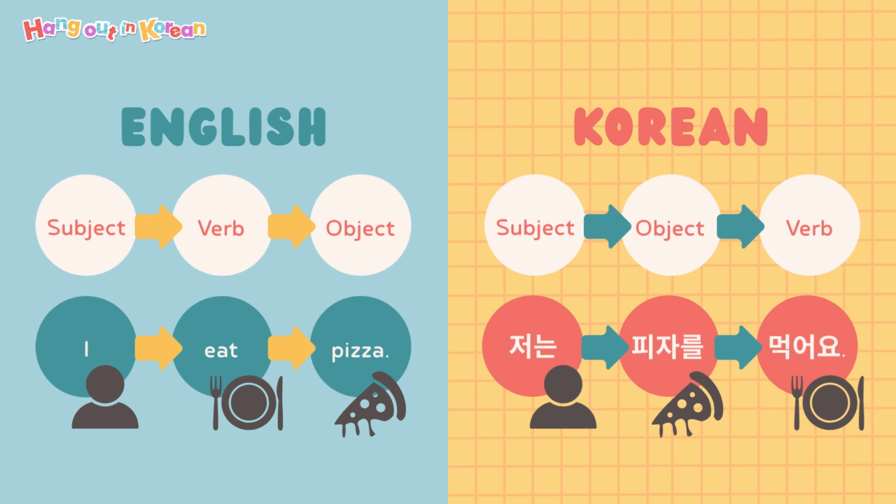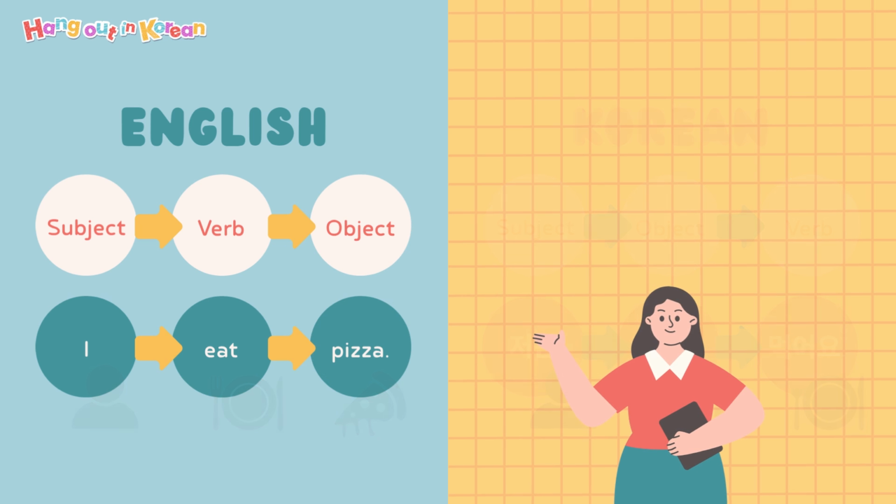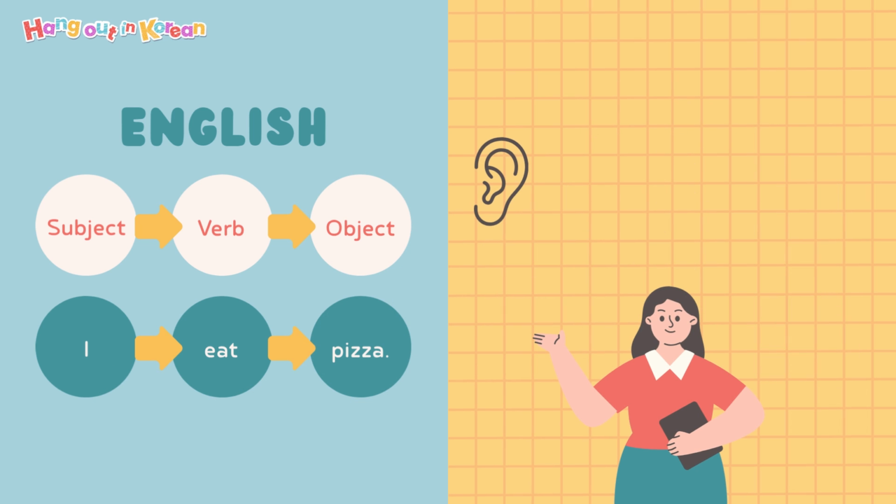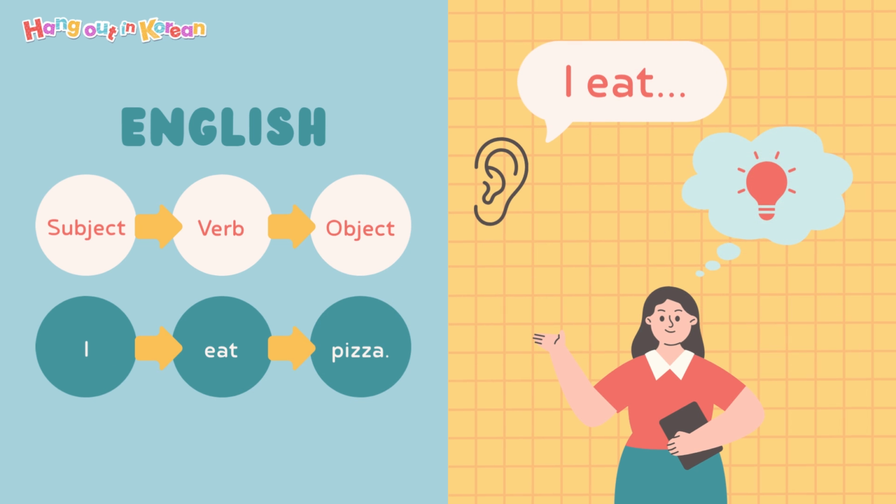Let's begin with the biggest difference between English and Korean. English usually introduces the verb before the object. As soon as you hear, I eat, you already know what's happening. The rest of the sentence simply gives you more information.